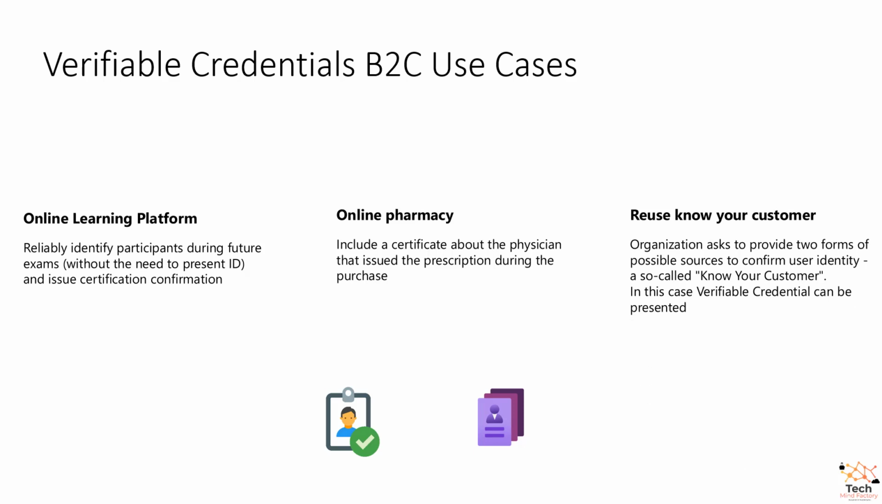The last one is the so-called reuse know your customer. So in this scenario, an organization asks to provide two forms of possible sources to confirm user identity, the so-called know your customer. In this case, a verifiable credential can be presented. And as you remember, I mentioned those playgrounds, those places where kids can play. So once you verify your identity as a customer, if you go to any other place, you can verify your identity as a customer using verifiable credentials instead of showing, for instance, an ID card.